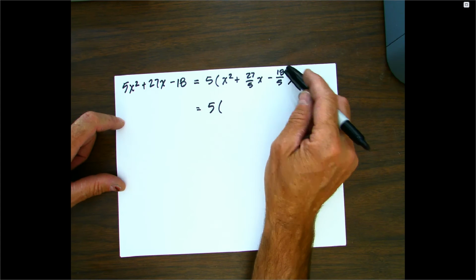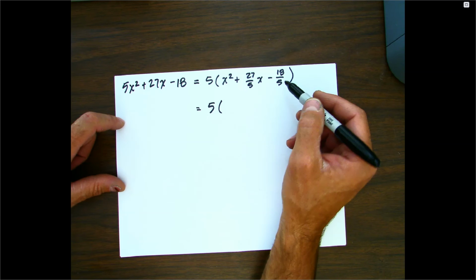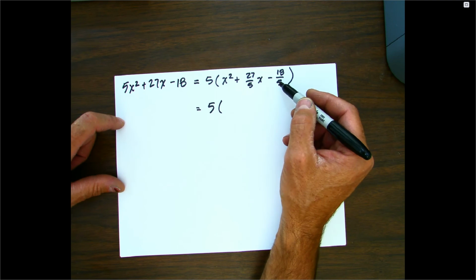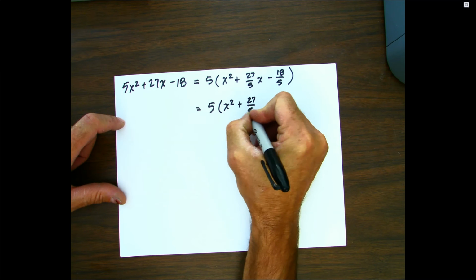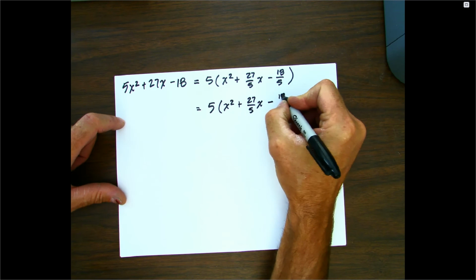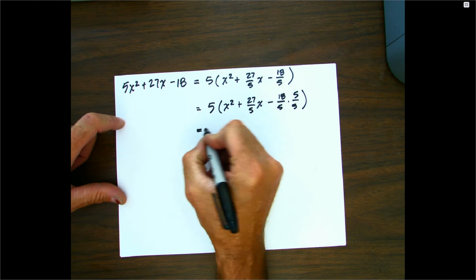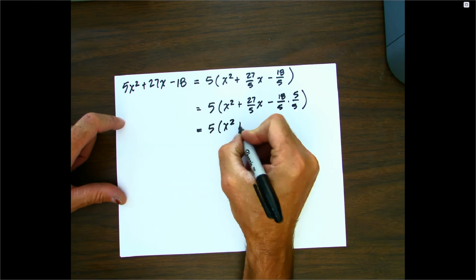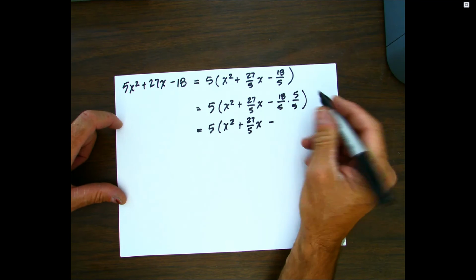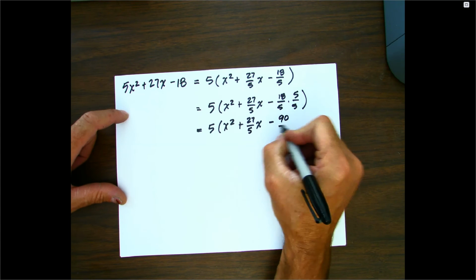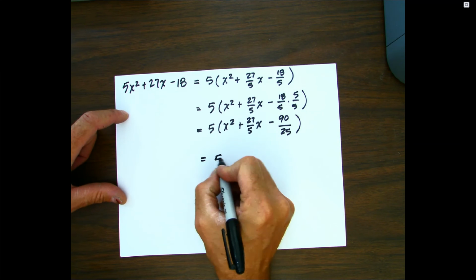So let's recreate the right denominator for multiplication. So what he does is he says, let's take x squared plus 27 over 5x, rewrite this one as 18 over 5 times 5 over 5, which of course in the next step gives us this, x squared plus 27 over 5x minus 18 times 5 is going to be 90, and 5 times 5 is going to be 25. And what Adam says here is, well, now we know that the two denominators in both terms are 5s.